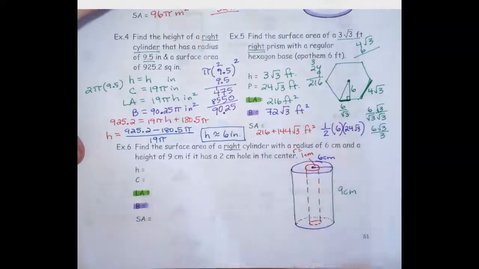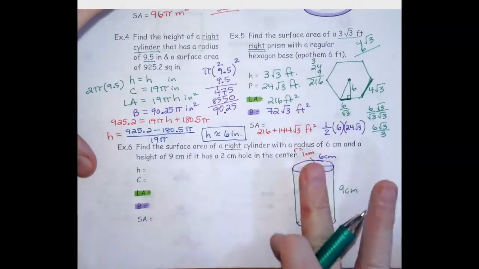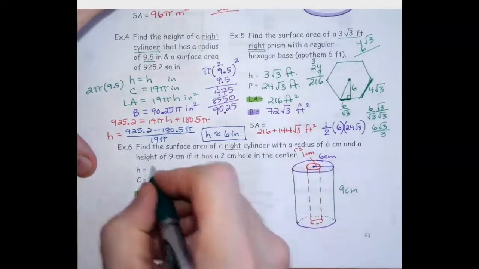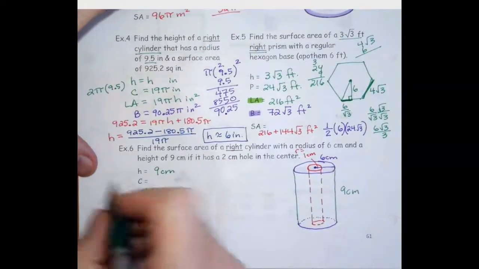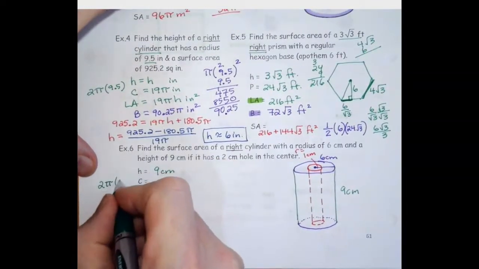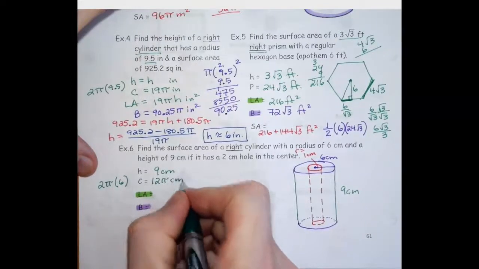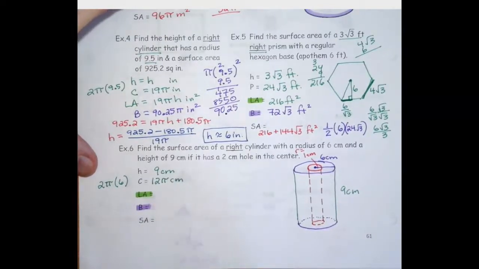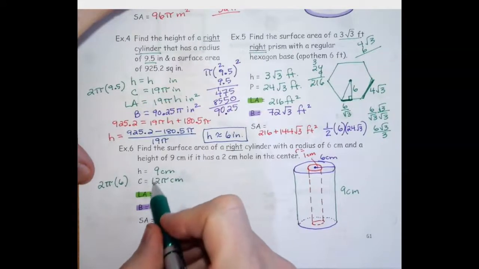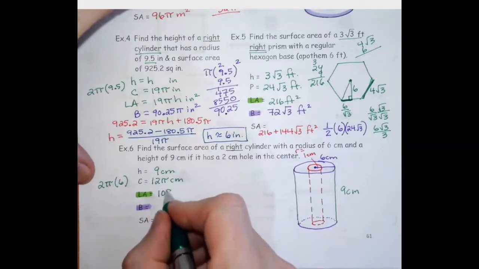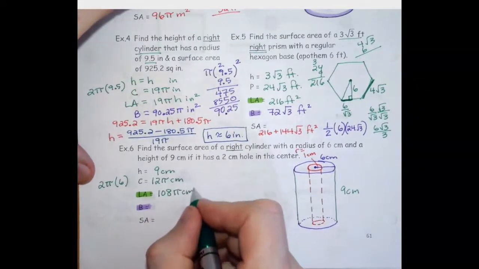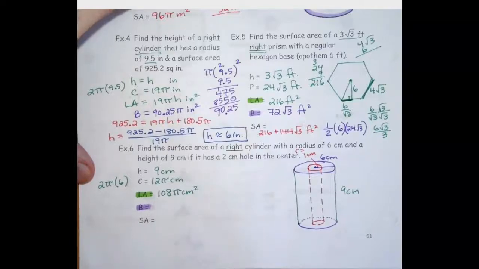Okay, so let's just do the cylinder as if there was no hole in it. The height's 9 centimeters. Circumference is 2 pi r. R was 6, so that's going to be 12 pi centimeters. Multiply that by 9: that's 90 plus 18, so that's 108 pi centimeters squared.